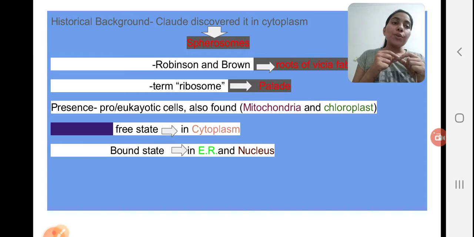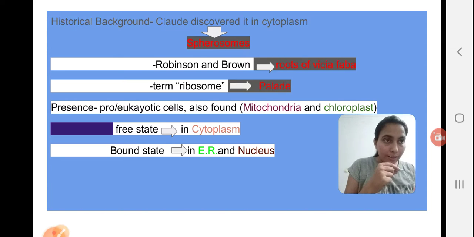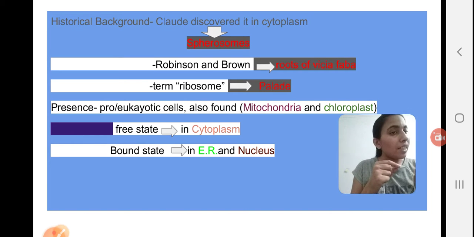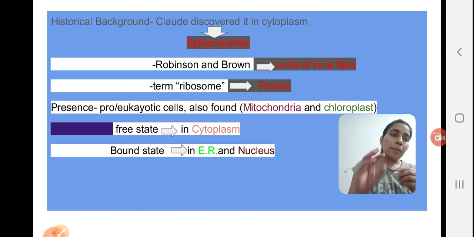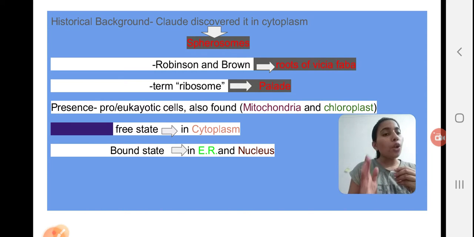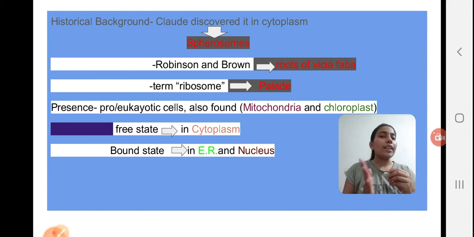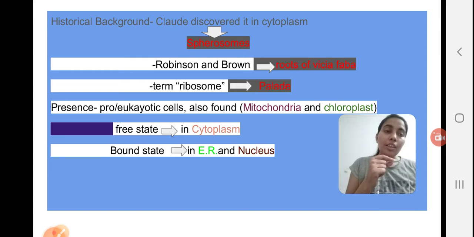Next are Robinson and Brown. Robinson and Brown isolated, or found it, in the roots of Vicia faba, and Palade termed this structure ribosome. That's why ribosome is also known by another name, Palade particles. Clear?